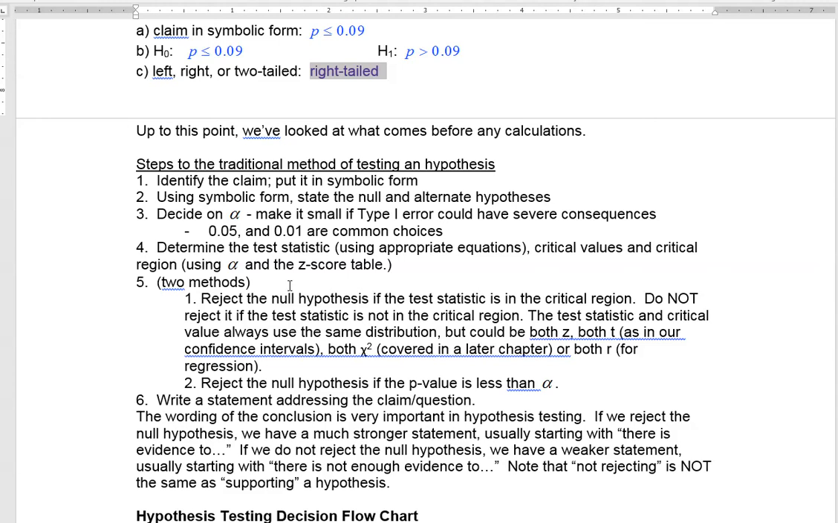So method one is reject the null hypothesis if the test statistic is in the critical region. Do not reject if it is not in the critical region. So note that the nots go together, right? We do not reject when it's not in the region. So those totally go together with each other. Let's highlight that.